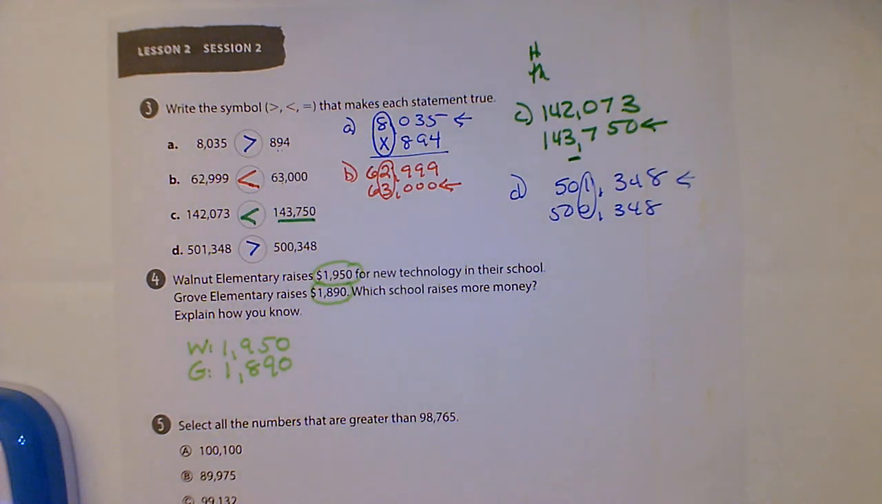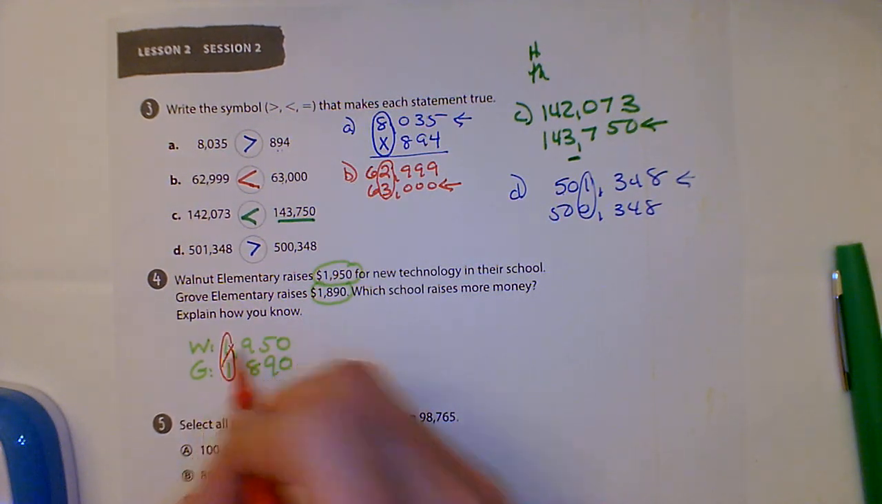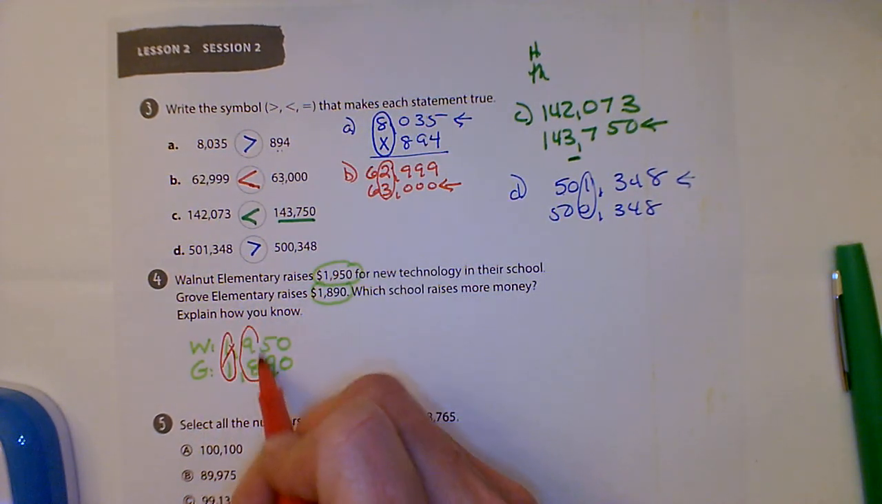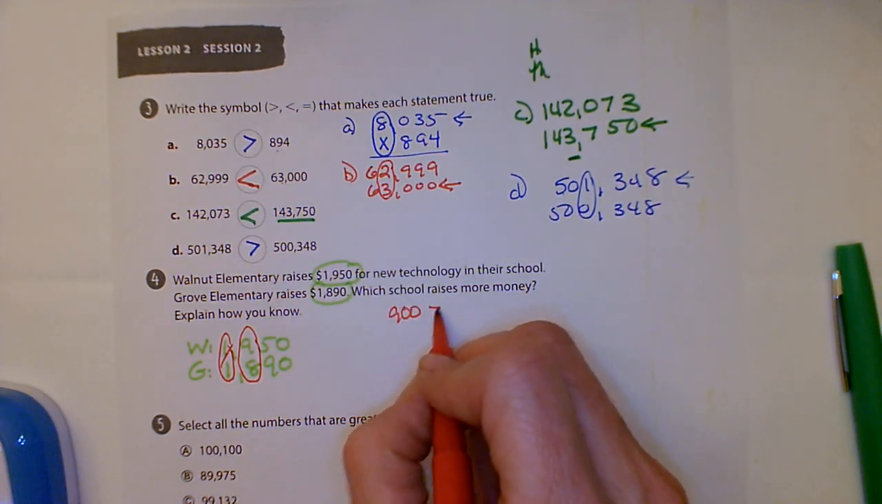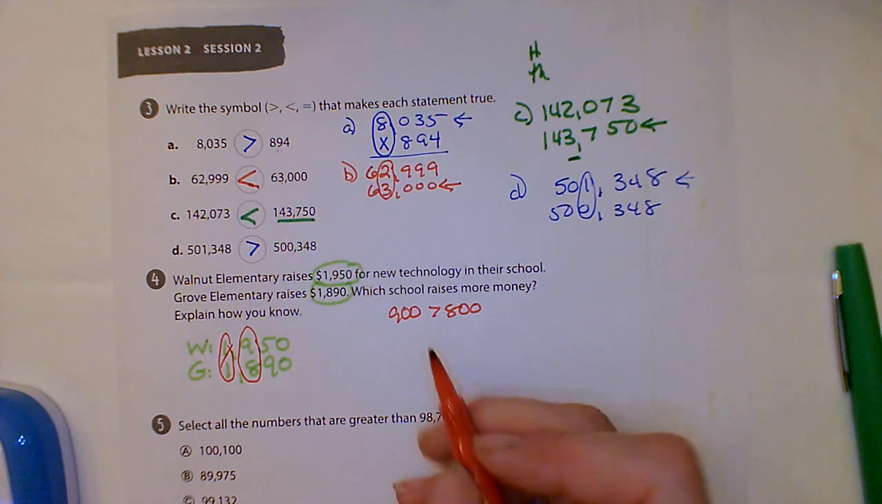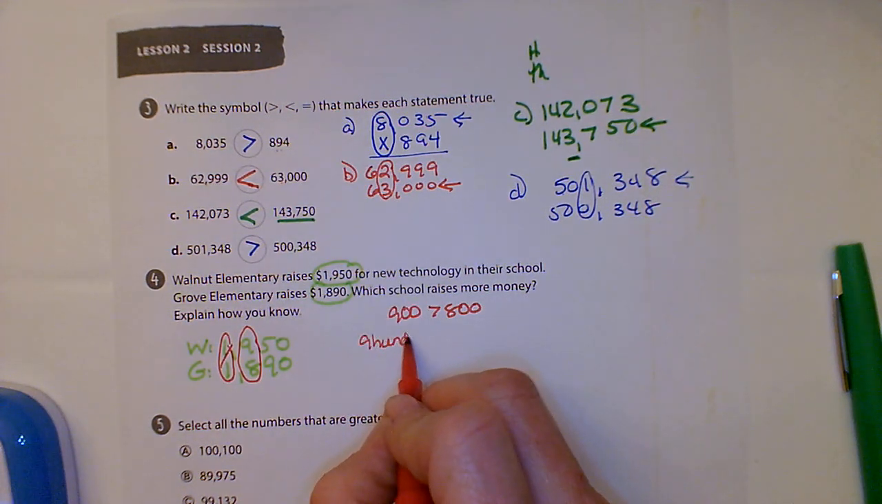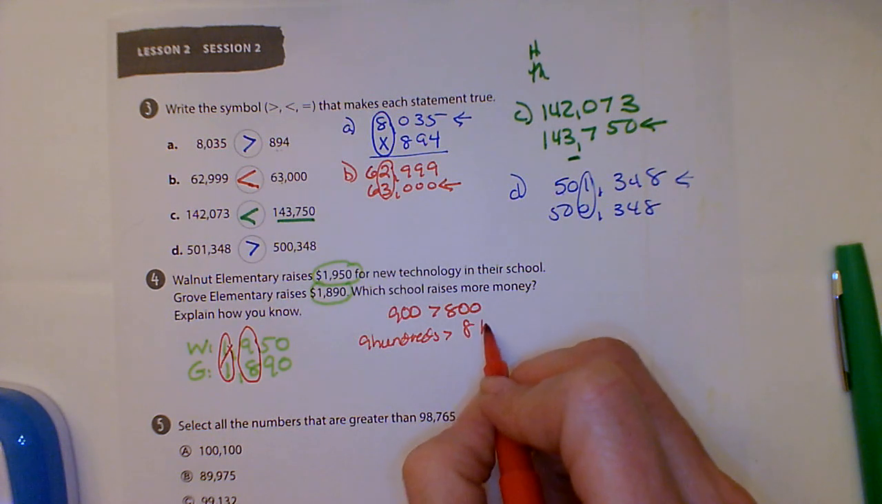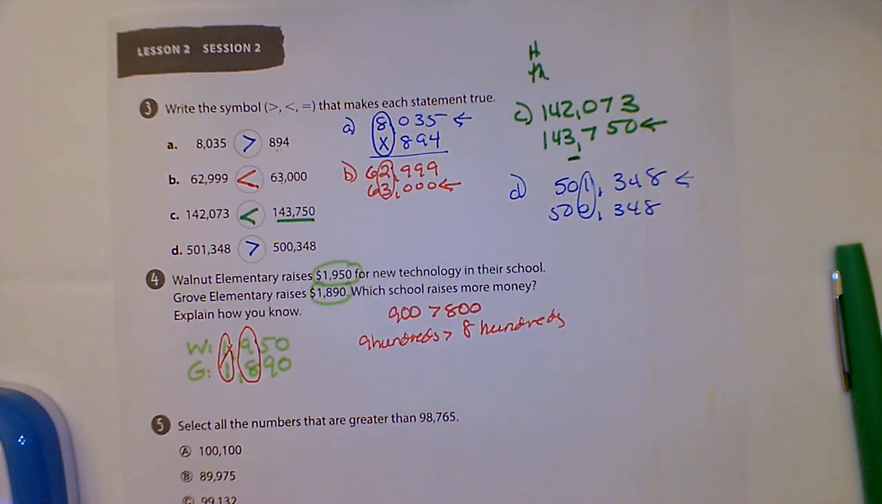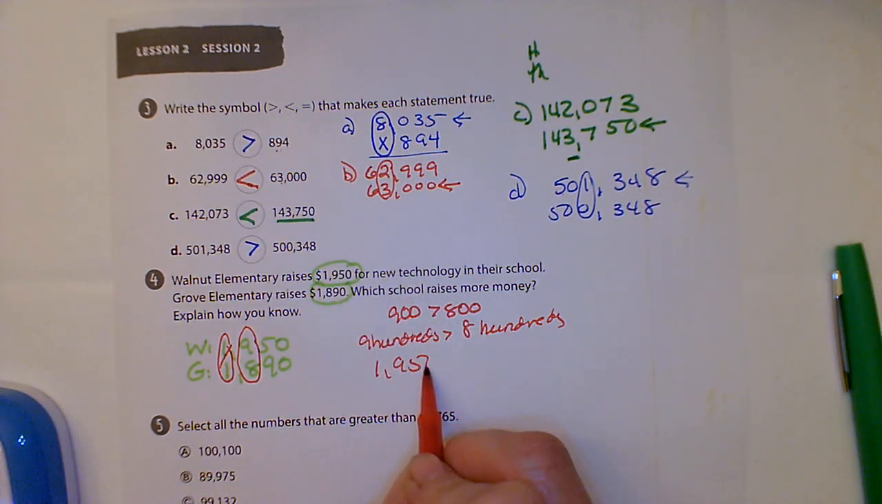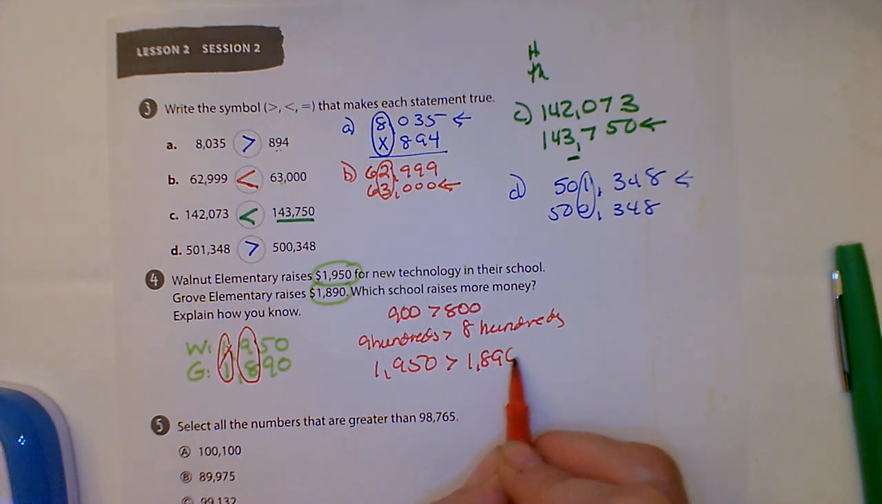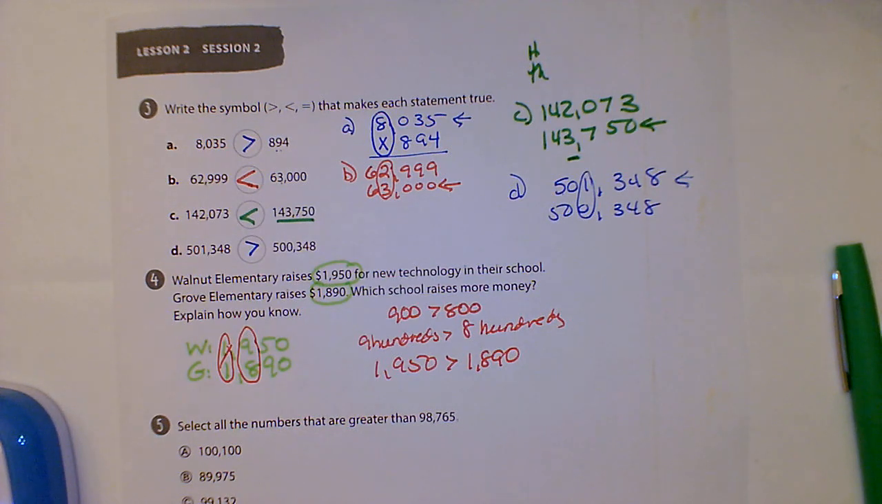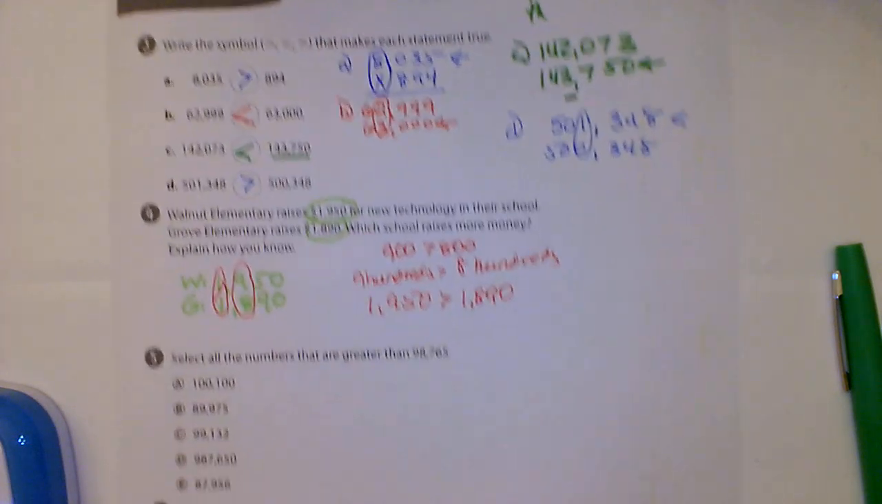1,890. So again, we start way over to the left. The thousands are the same. They don't help us out. Then we move over one, and 900 is greater than 800. All right, or again, we could have written 900s are greater than 800s. And then we could take the whole number, and we could say that 1,950 is greater than 1,890. All right, we are moving along, and this is honestly just more of the same. We have a couple more problems.